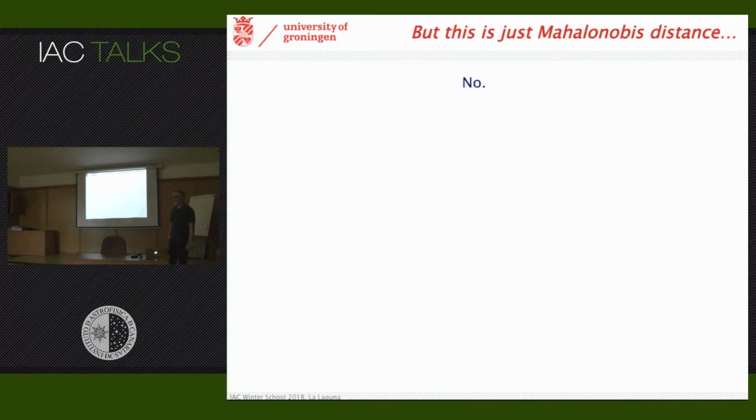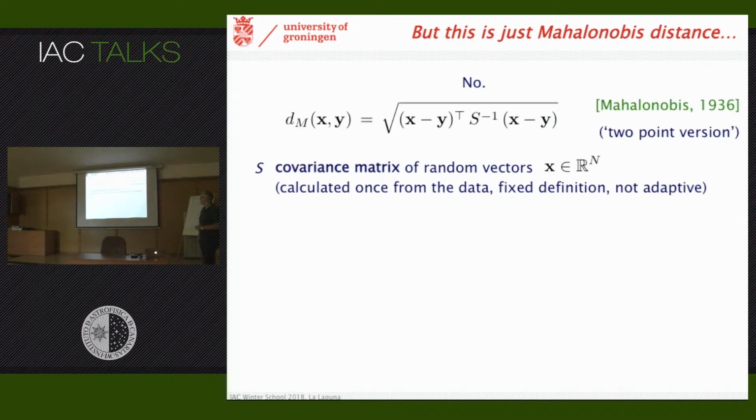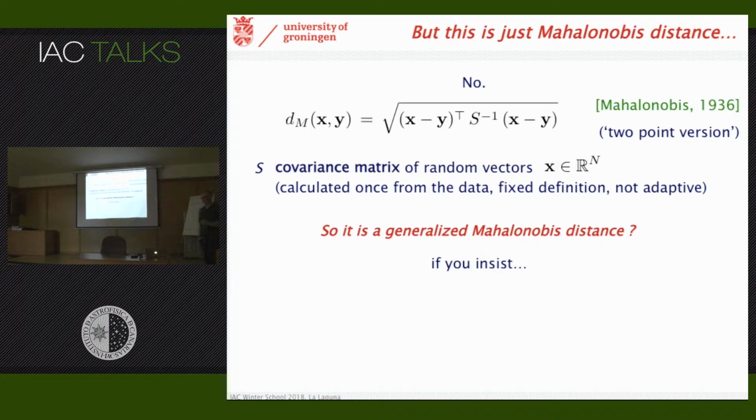Okay. The most frequent question I get at this point, probably not today because we're all tired from the lovely conference dinner, is, well, this is just Mahalanobis distance. What's new? No, it's not Mahalanobis distance. Mahalanobis distance uses the covariance matrix of the feature vectors that we have in our data set, and it's fixed. It's not adaptive, not at all. You compute it once and forever, and you can use it as a meaningful distance, but it's not the relevance matrix in the system. So it's a generalized Mahalanobis distance.